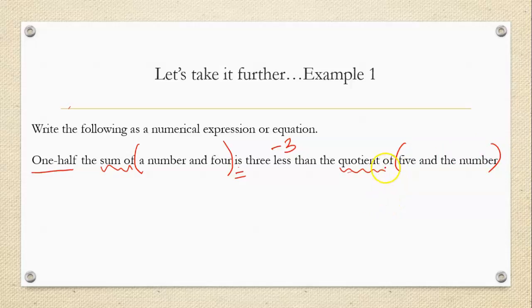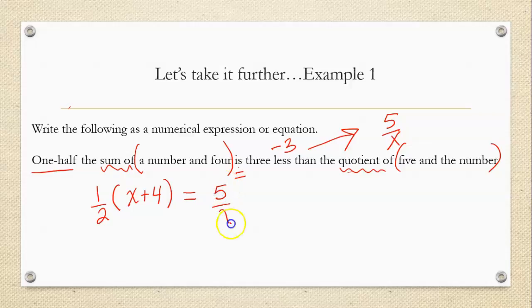I'm going to do this first. Quotient of 5 and a number. We know that's 5 over x, right? So let's kind of write that, help us. 1/2 the sum of this, a number and 4, is, so 3 less than this. Remember, less than is going to come off the back. So it's going to come after the fraction, the minus 3. That's it. We'll leave it like that. You may have seen an example like this in one of your quizzes.